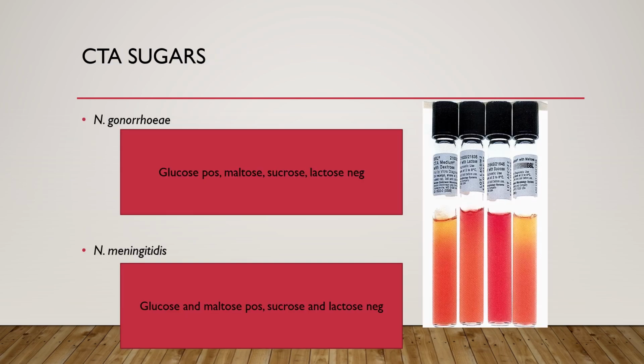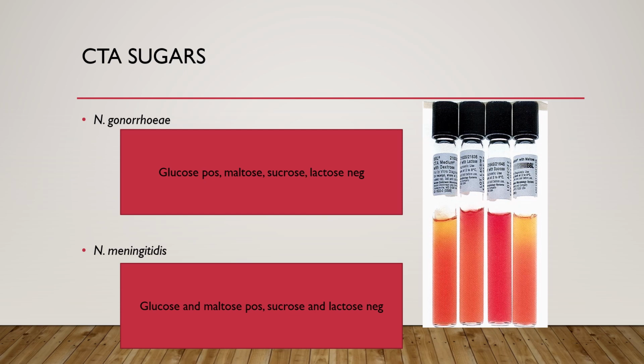So here's an example of the organisms and what sugars they ferment. If you look at the tubes over there in the image on the right, you can see that they are maltose, lactose, dextrose, and sucrose. And if we put our organism into those tubes and then incubate them, Neisseria gonorrhea is going to ferment glucose, but maltose, sucrose, and lactose are all negative.